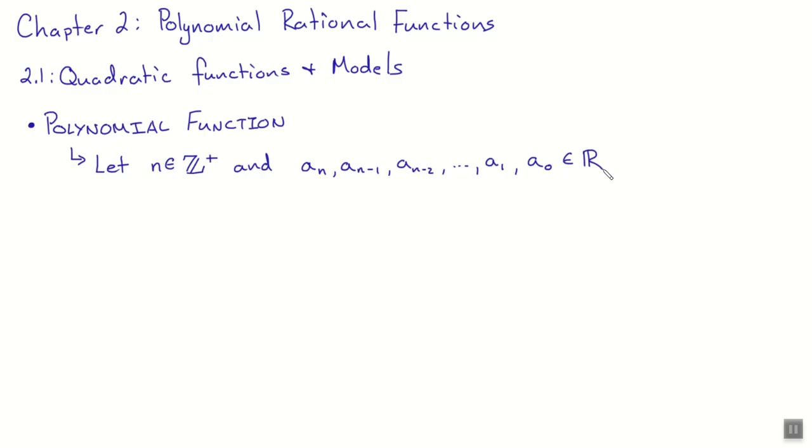What did I just say they are? All of these numbers that we wrote are real numbers. Okay, that's it. Then, as long as a sub n, that very first number, is not 0, that's the only requirement. Then, if that all is true, then the polynomial function.